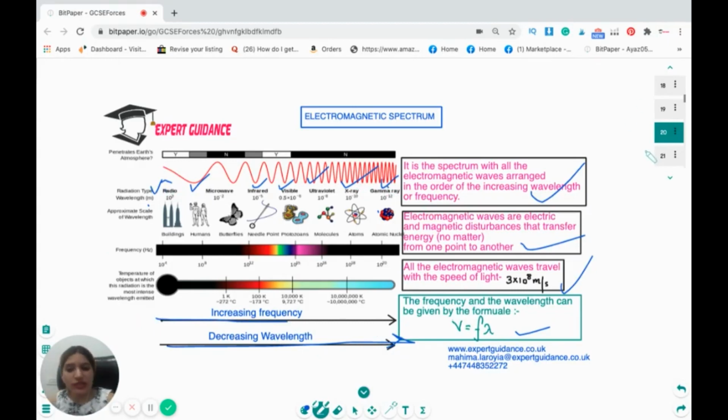Now, what kind of question can they ask you in the exam? They can ask you to write these in order. They can ask you which one has a shorter wavelength or which one has a higher frequency.